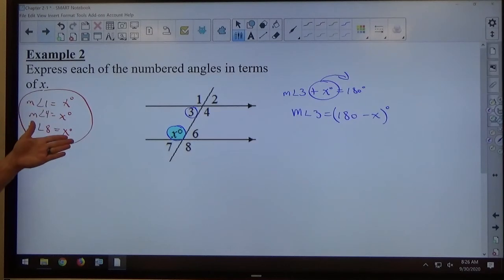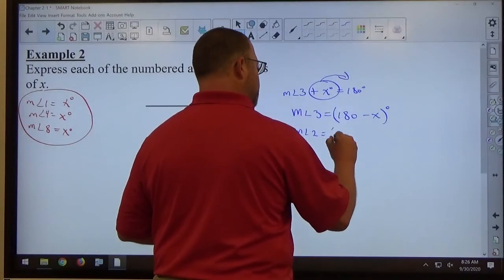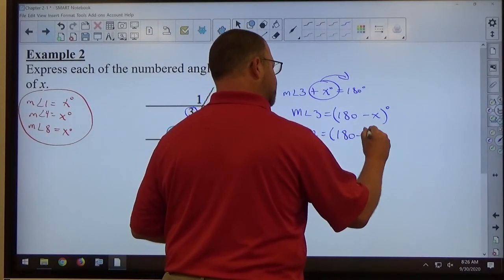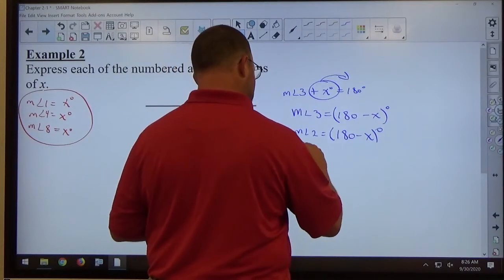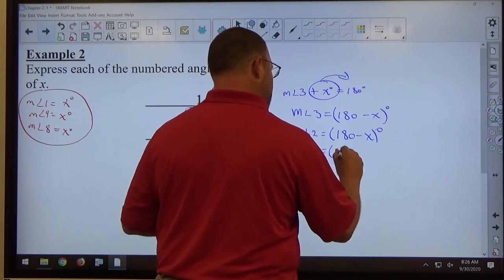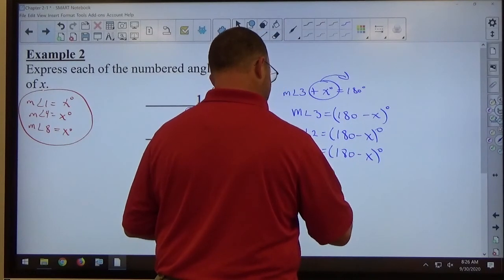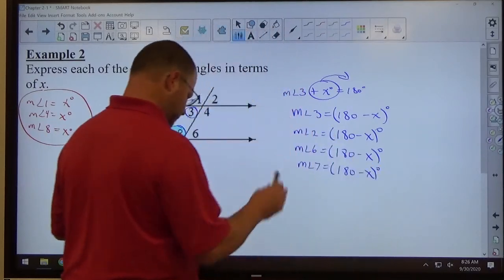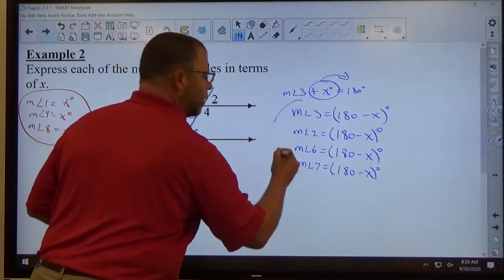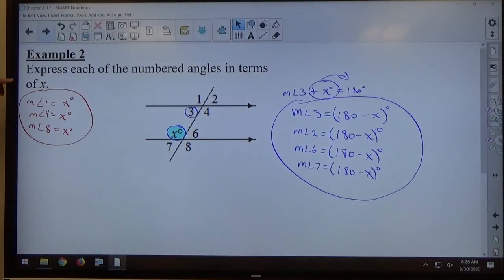Angle 3 is acute, right? All the acute angles should have the same measure, so measure of angle 2 should be 180 minus x. Angle 6, measure of angle 6 is 180 minus x. And the measure of angle 7 is 180 minus x. And there's our other answer. So all 7 angles in terms of x.